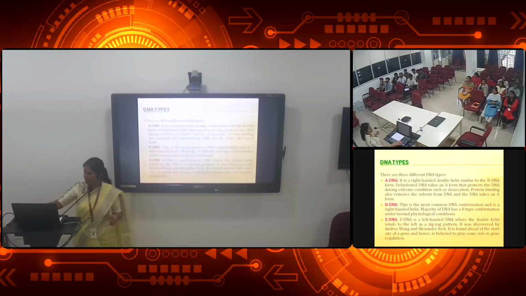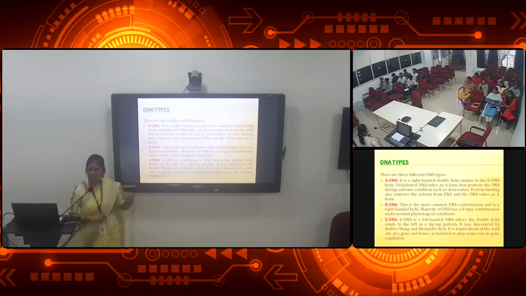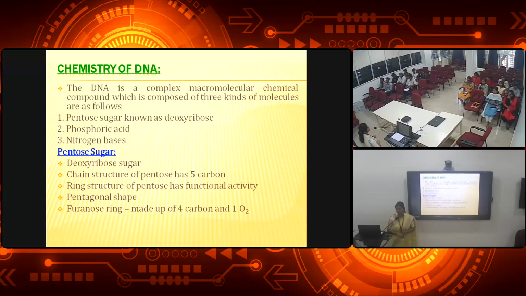Next we are going to see the different types of DNA. There are three different types of DNA: one is A DNA, another is B DNA, and the third is Z DNA. Next we are going to understand the chemistry of DNA.